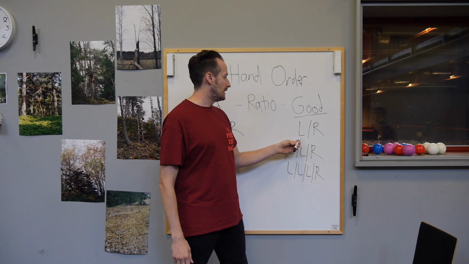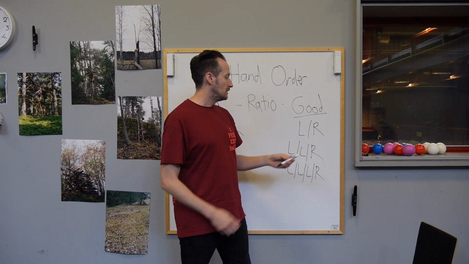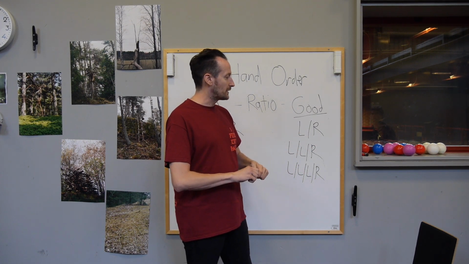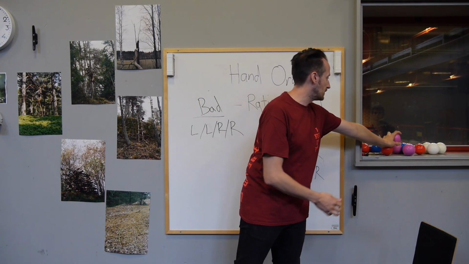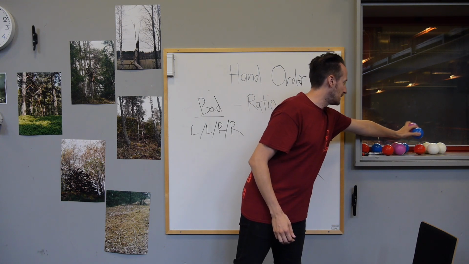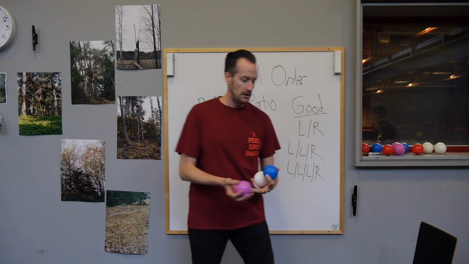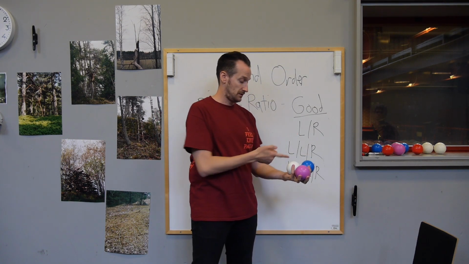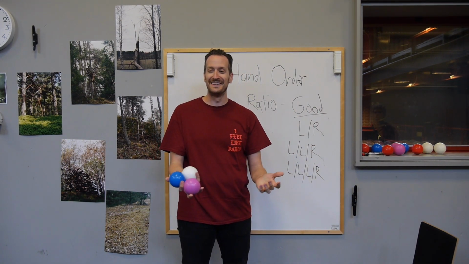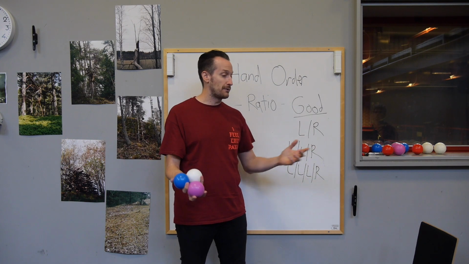When I say left and then right, what I'm saying is, when I start my juggling, no matter how many objects I'm using or what order I'm juggling them in, it means that the first thing I'm going to do is with my left hand, and the second thing I'm going to do is with my right hand.